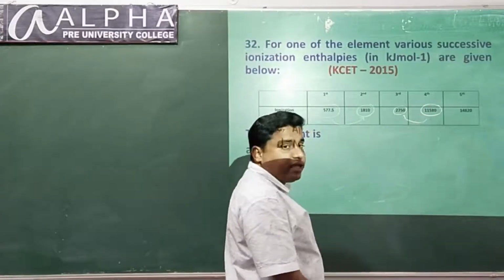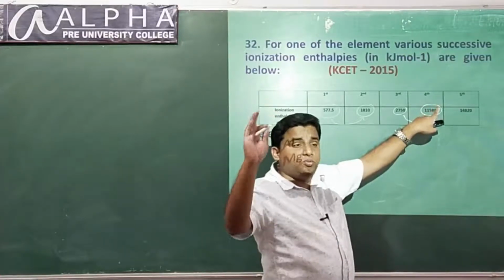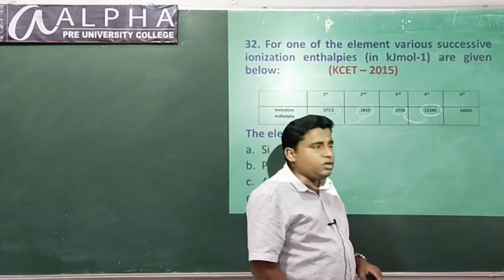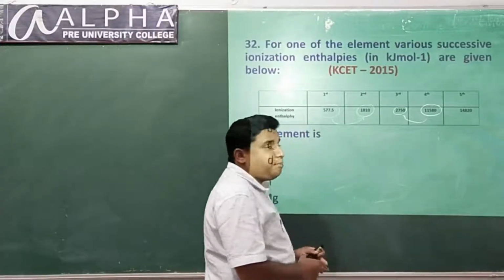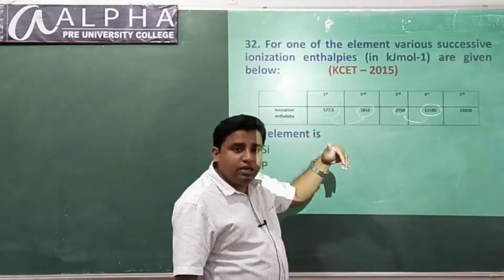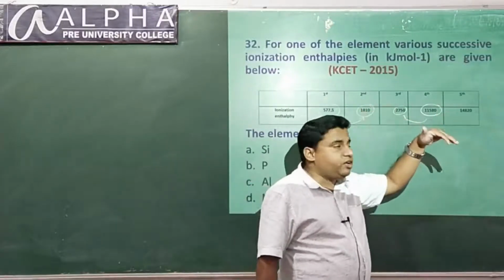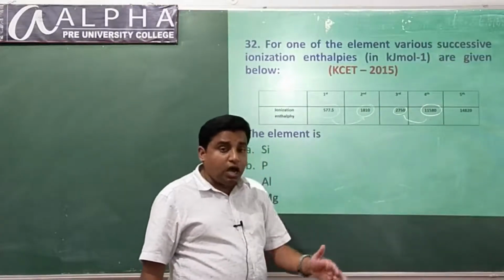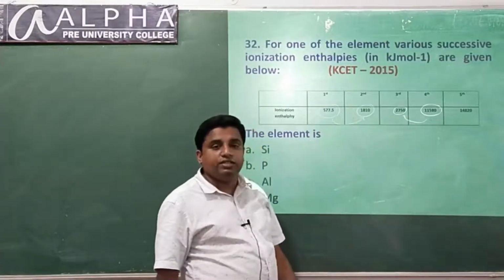Third ionization enthalpy. Fourth ionization enthalpy is 11,580 kilojoules per mole, whereas third ionization enthalpy is just 2,750 kilojoules per mole. Now there is not much increase in the fifth ionization enthalpy. Look here, compare the first and second ionization enthalpy, third and fourth ionization enthalpy. There is a large increase from first to second. There is a large increase from third to fourth ionization enthalpy. There is a very large increase in the fourth ionization enthalpy. There is a large increase in second ionization enthalpy also.